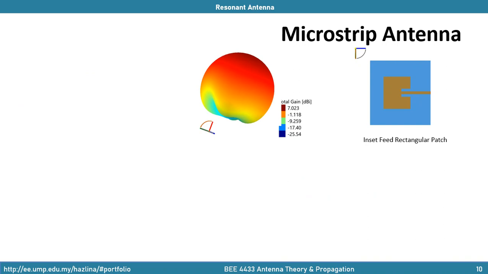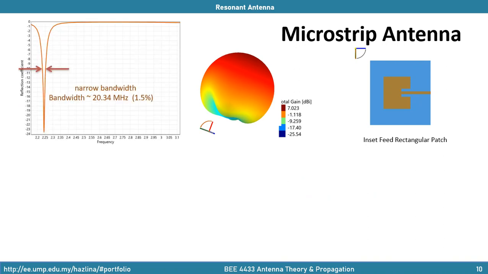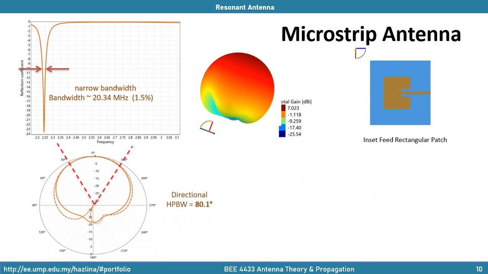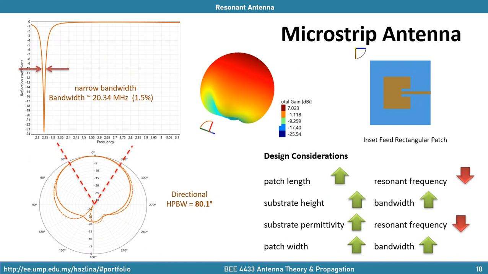Let's analyze the results of a microstrip antenna simulated earlier. The patch operates at 2.4 GHz and exhibits very narrow operational frequency band, approximately 1.5%, which is equivalent to 20.34 MHz. The antenna radiates a unidirectional radiation pattern. The performance of a microstrip antenna depends on patch length, substrate height, substrate permittivity, and patch width.